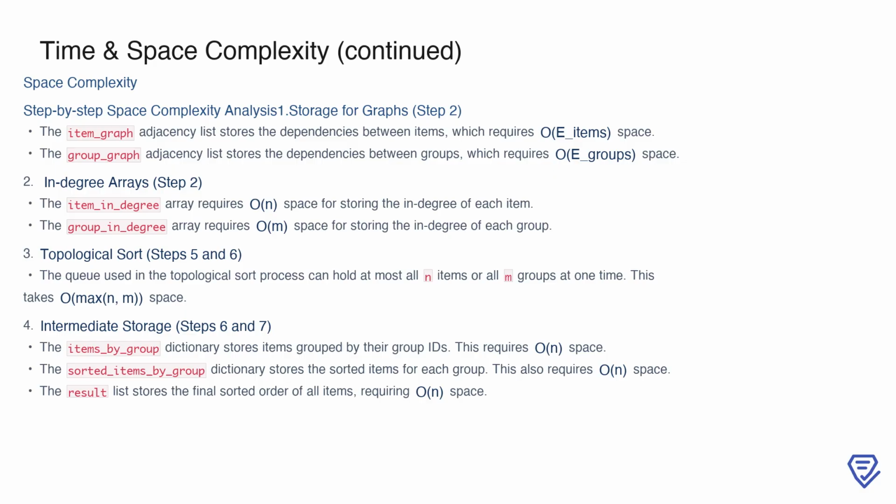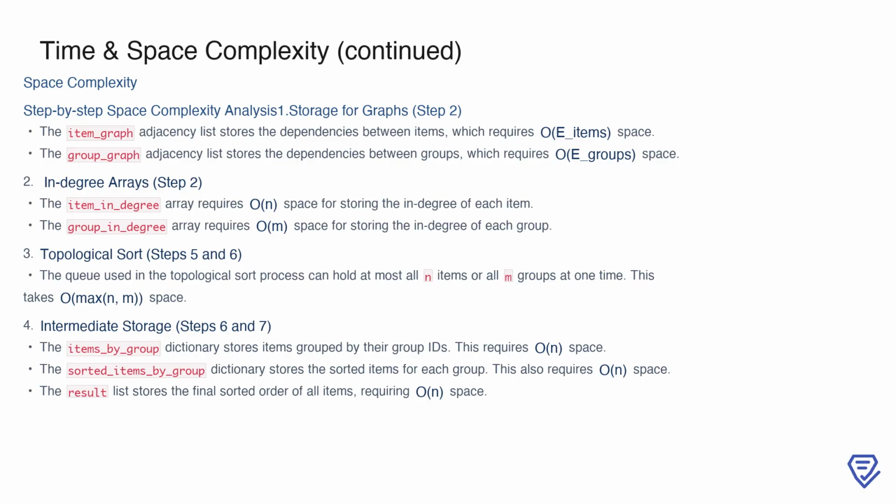During the topological sort process, we use a queue that can hold at most all n items or all m groups at a time, which means the queue requires O(max(n, m)) space. Additionally, there are intermediate data structures like the items_by_group dictionary, which organizes items by their group IDs, and the sorted_items_by_group dictionary, which stores sorted items for each group. Both of these dictionaries require O(n) space. Finally, the result list, which stores the final sorted order of all items, accounts for another O(n) space.